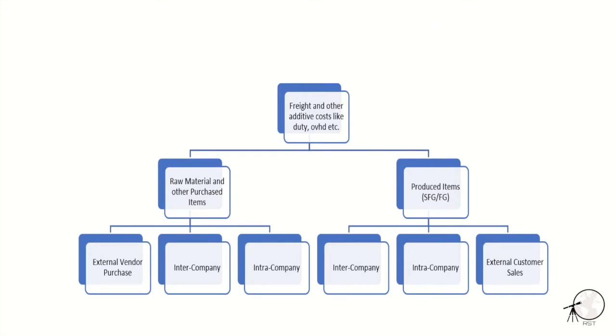When it comes to freight cost and its scenarios, how many scenarios can be possible, it can be further subdivided into further categories. For example, for raw materials and other purchase items, there can be three scenarios: external vendor purchase, intercompany scenario, and intra-company scenario. Similarly, for produced items, intercompany and intra-company scenarios would be there. Along with that, there would be another scenario, that is outbound freight, that is external customer sales.